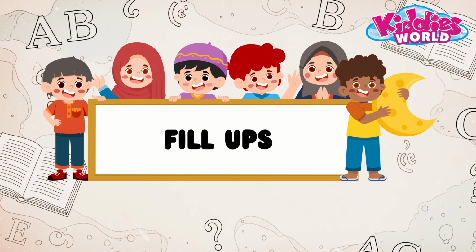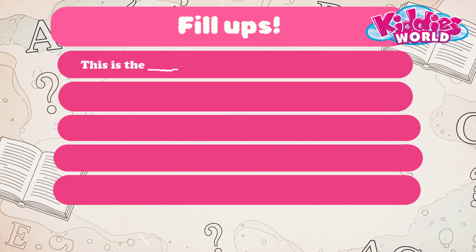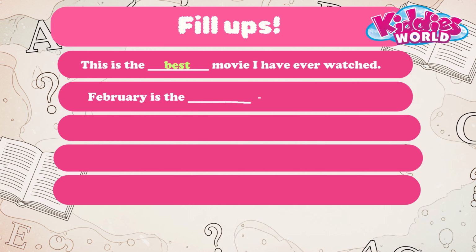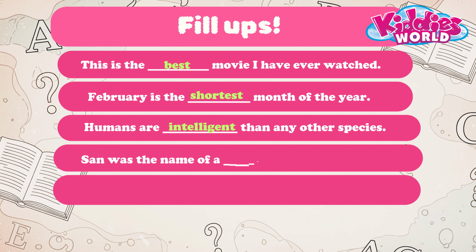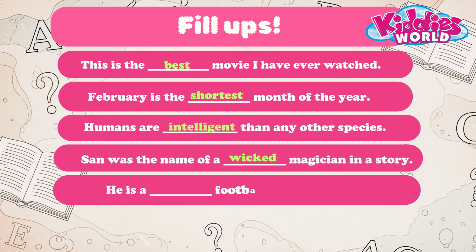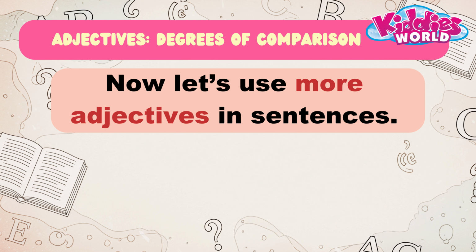Practice fill-ups. Fill in the blanks with correct adjectives. This is the dash movie I have ever watched. Best. February is the dash month of the year. Shortest. Humans are dash than any other species. More intelligent. San was the name of a dash magician in a story. Wicked. He is a dash football player than me. Better.